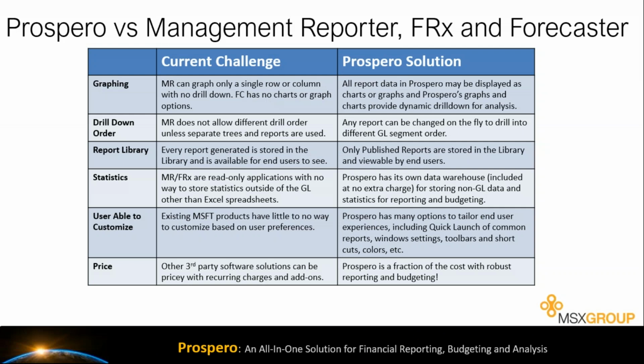Built-in graphing, we have that built into Prospero for any report that you want to set up for charts and graphs. MR had a little bit of charting and graphing, but you could only select one column at a time of data or one row of data at a time, and then do a simple chart off of that data. There was no drill down. It was very static and not very easy to make any changes to that chart or graph that you created.